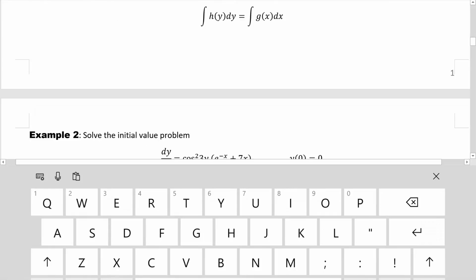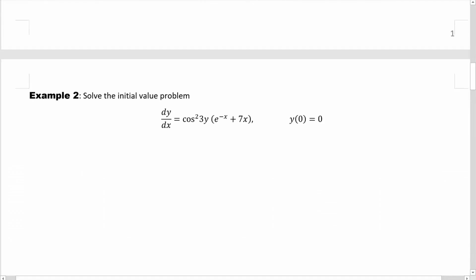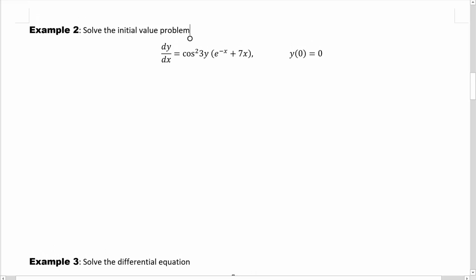All right. So let's look at example 2. Solve the initial value problem. Okay. So you can see on the right hand side, this is a function of y. This is a function of x. So it's already separated, right? We have a product. So what we do is divide by the function of y on both sides so that we can move the y to the left hand side. So let's divide by cosine squared 3y.